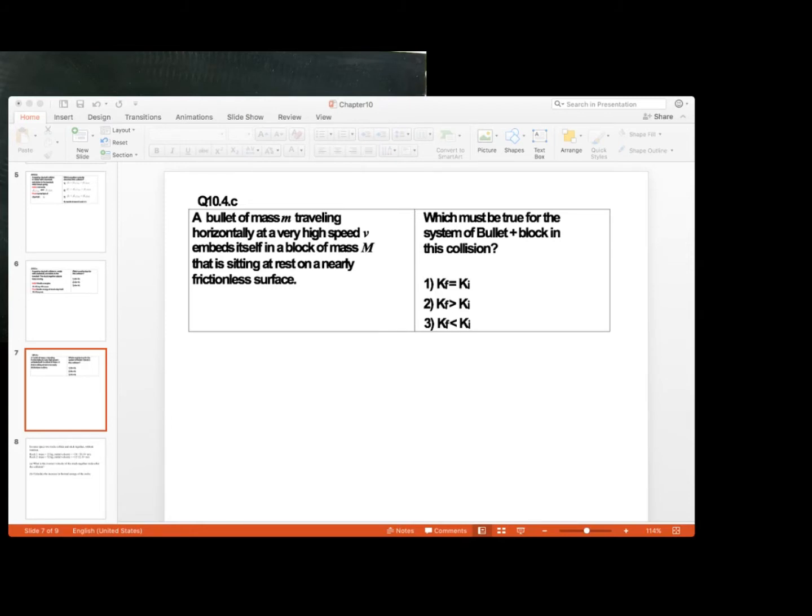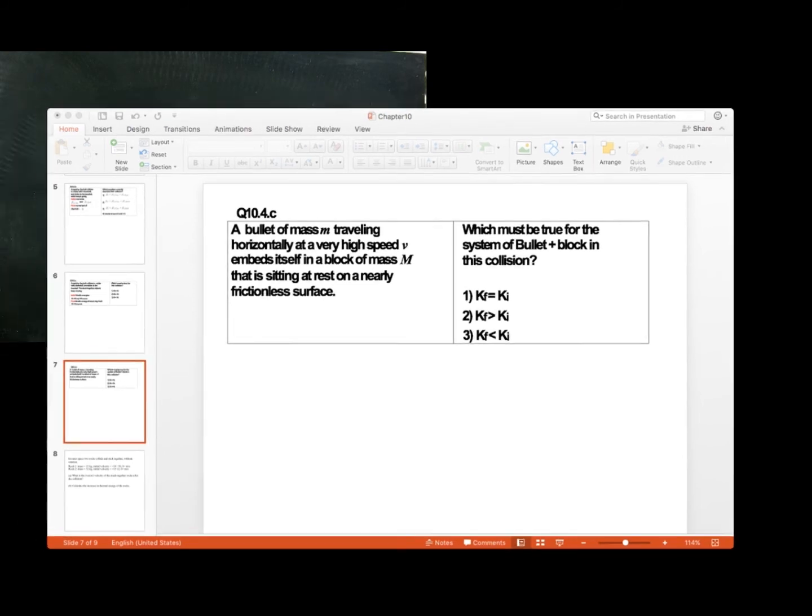So let us look at the next example, where you have a bullet of mass m traveling at a very high speed v, and then it embeds itself into a block of mass big M that is sitting at rest. So the block is at rest on a nearly frictionless surface. So what is true of the system of the bullet and the block during this sort of collision?